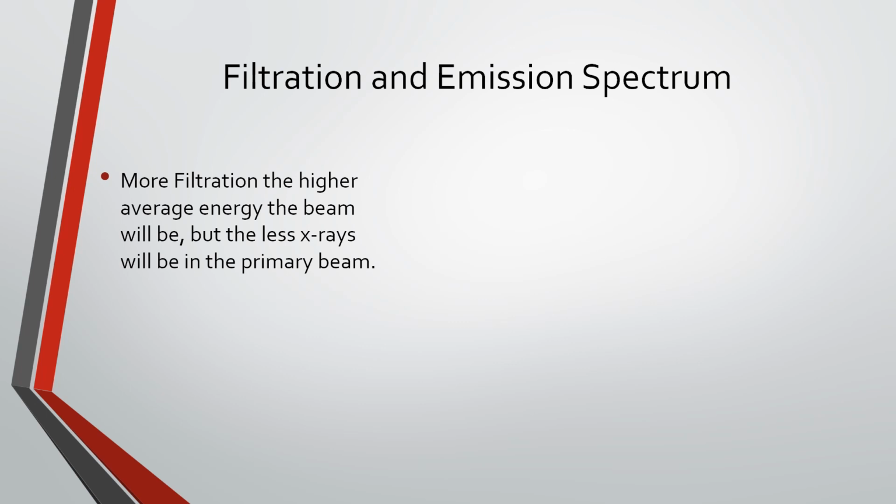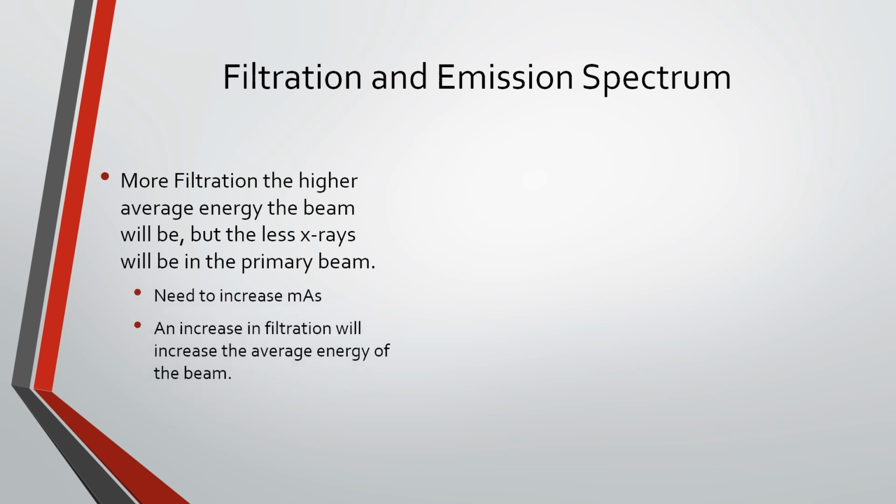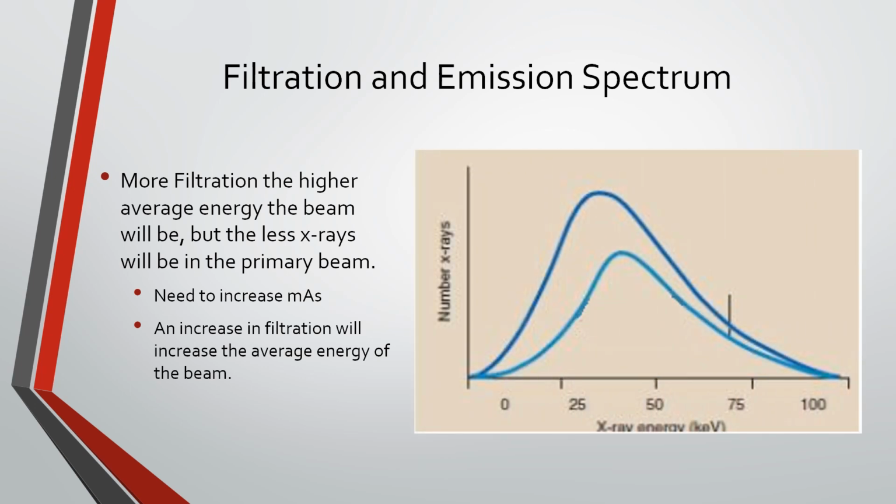With more filtration, the higher the average energy the beam will be, but the fewer X-rays there will be in the primary beam. So we would say the quality of the beam will go up, but the quantity is going to go down, because we're getting rid of certain amounts, so obviously there's going to be less, right? An increase in filtration will increase the average energy of the beam, but it will also decrease the total amount of X-rays there are.